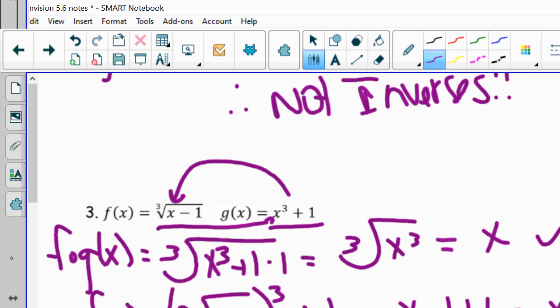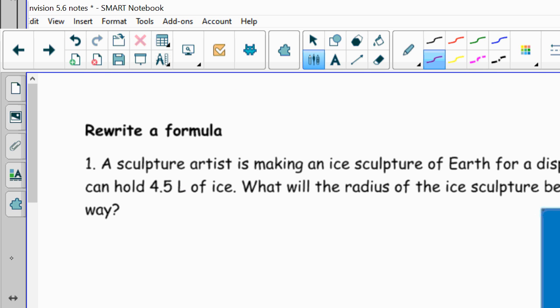All right, the last thing that we need to look at in section 5.6 are word problems. So we're going to rewrite a formula. It tells us that a sculpture artist is making an ice sculpture of Earth for display. He created a mold that can hold 4.5 liters of ice. What will the radius of the ice sculpture be if he fills the mold all the way?